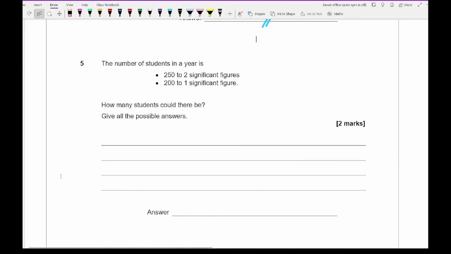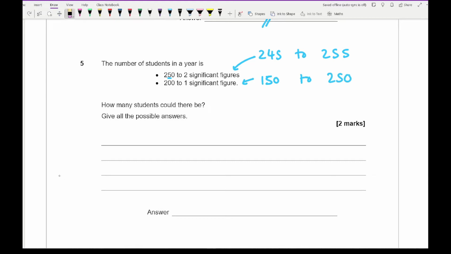Moving on to question 5, it says the number of students in a year is 250 to 2 sig fig and 200 to 1 sig fig. How many students could there be? Give all possible answers. So for 2 sig fig, this is going to be rounded to the nearest 10. So that's going to be 245 to 255. And for 1 sig fig, that's going to be to the nearest 100. So that's going to be 150 to 250. So what whole numbers can definitely fulfill this?